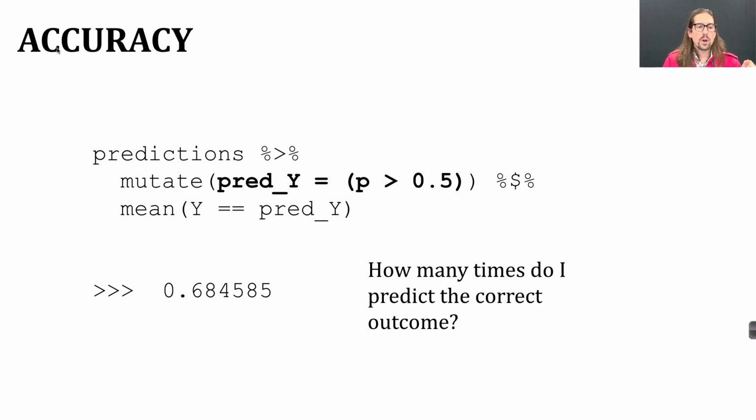So here, what I'm calculating is what's called accuracy, which is just when did my prediction agree with what actually happened. So if the person actually had the outcome and I predict the outcome, I get 1 point. If the person didn't have the outcome and I predicted them not to have the outcome, I get 1 point. If the prediction is different than the actual outcome, I get no points for that. And then I'm just tallying up how many total points did I get out of all the possible pairs. And here I get 68% accuracy. That's very interpretable. How many times do I predict the correct outcome?